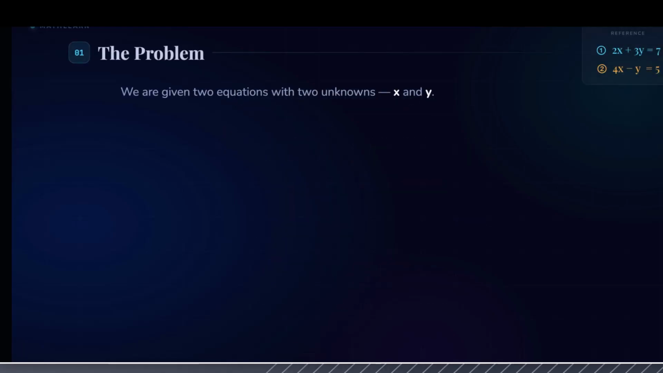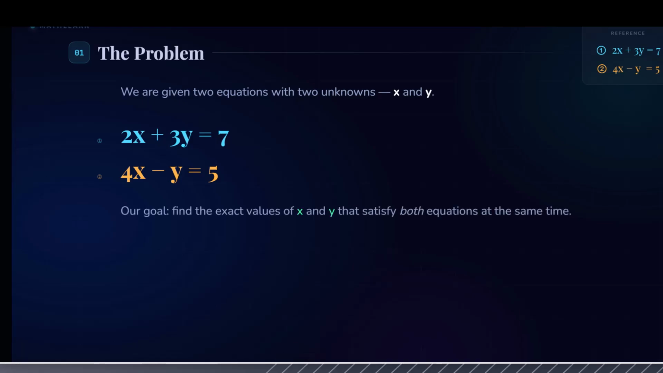We are given two equations with two unknown variables, x and y. Equation 1, 2x plus 3y equals 7. Equation 2, 4x minus y equals 5. Our goal is to find the exact values of x and y that satisfy both equations at the same time.